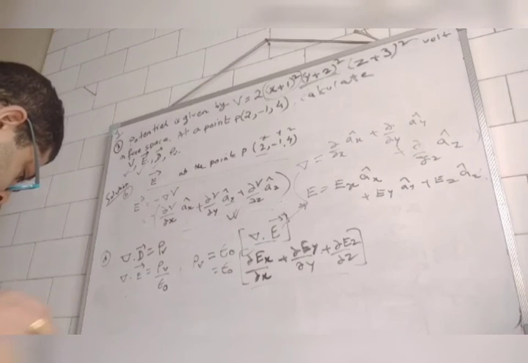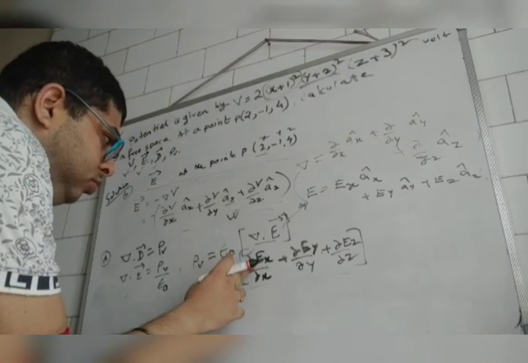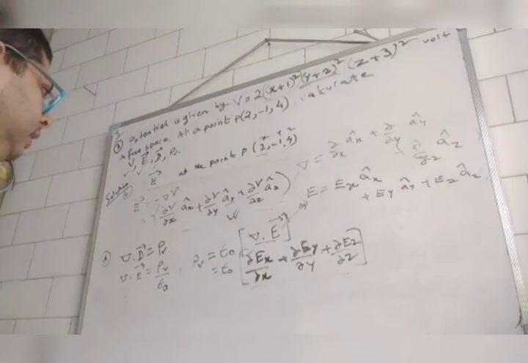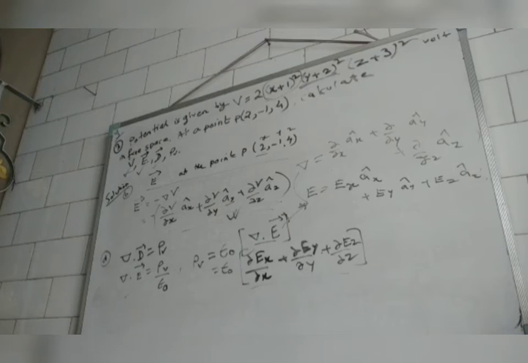Now see what will be my x part. What will be my Ex, and what will be my Ey? You can see this is basically our Ex, and this is Ey, this is Ez.